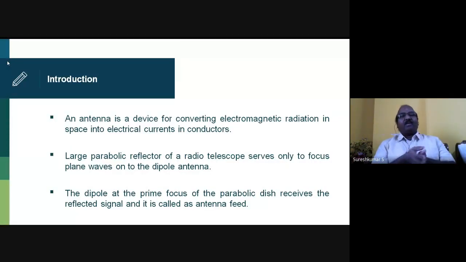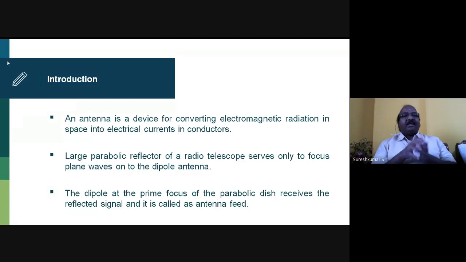A radio telescope naturally means you need an antenna. And we all know that a dipole antenna is very common. You put an antenna and electromagnetic radiation is incident on it. It produces electric currents in the antenna elements and you try to receive it. So you can call an antenna a sensor of electromagnetic radiation.